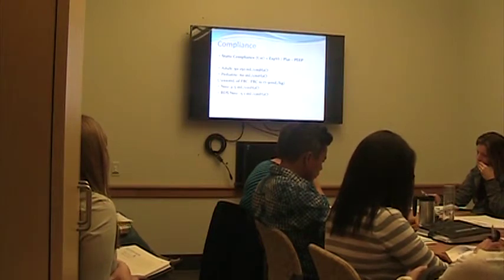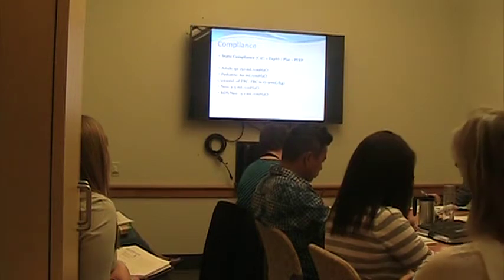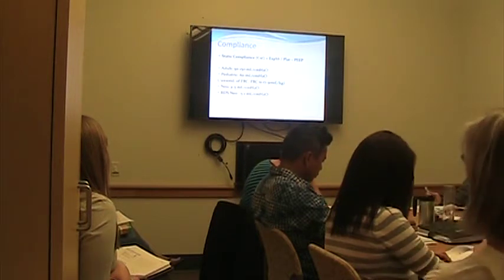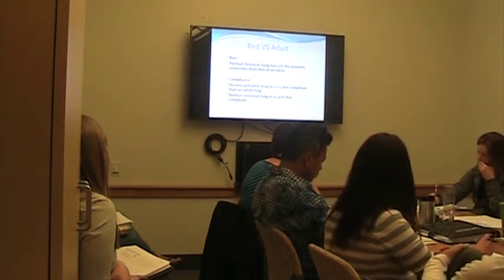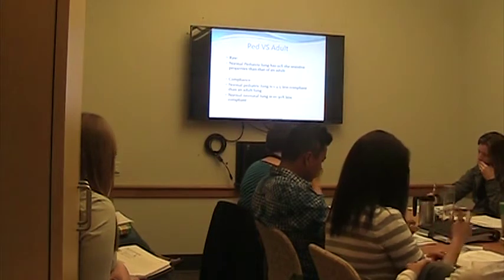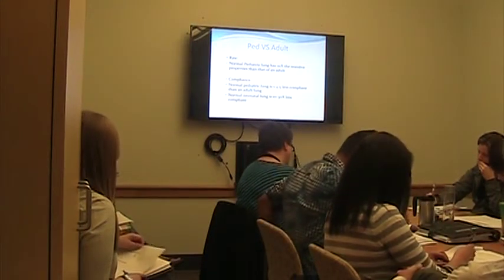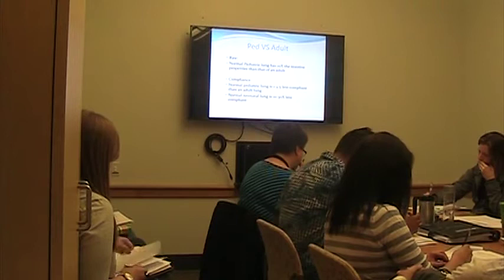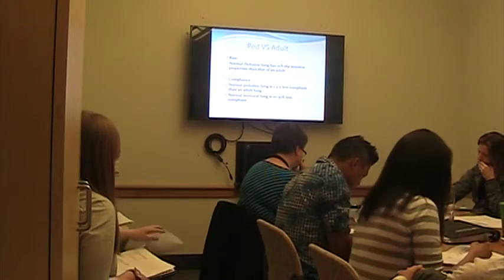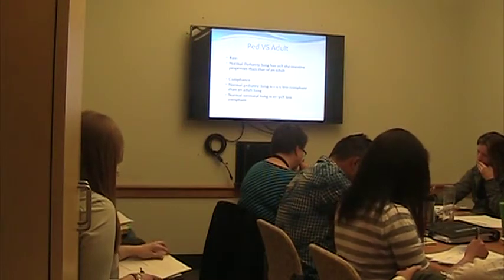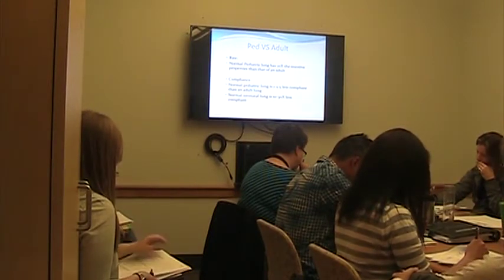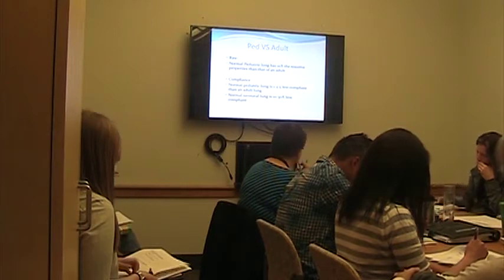So it's pretty dramatic, the amount of change in normal compliance, just normal compliance, never mind an injured or disease-impacted lung. So just to review the pediatric versus adult: for resistance, the normal pediatric lung has 10 times the resistive properties of an adult. In compliance, the normal pediatric lung is 1 to 2.5 times less compliant than the adult lung. And a normal neonatal lung is 10 to 30 times less compliant.